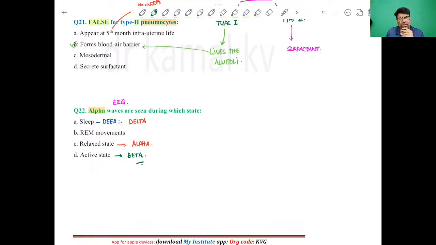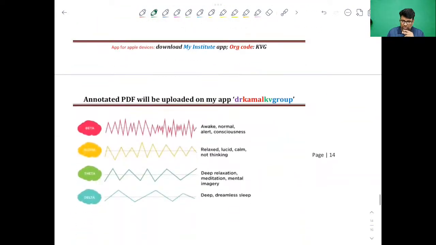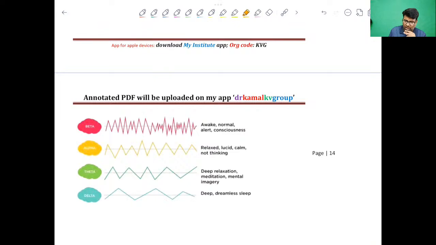So these are the different waves of EEG at different states of the body. If the person is fully awake and normal, this is beta wave. If he is relaxed, eyes closed, this is alpha waves. Then more important are the delta waves, which are seen in deep sleep. Clear? So alpha waves in relaxed state.